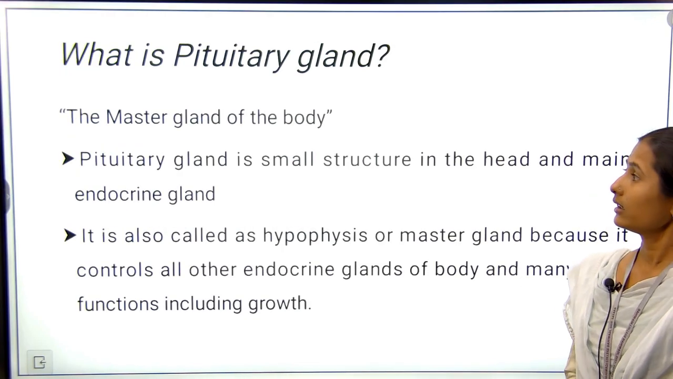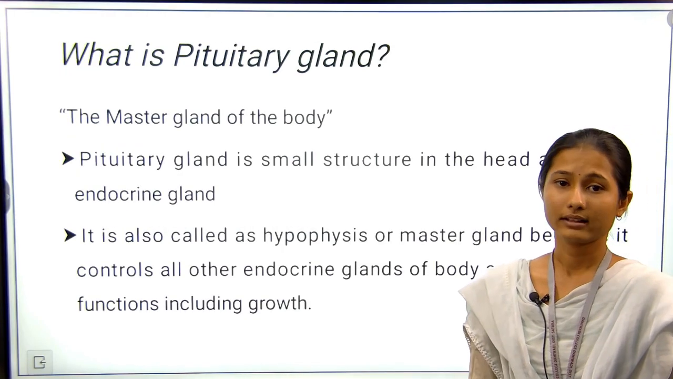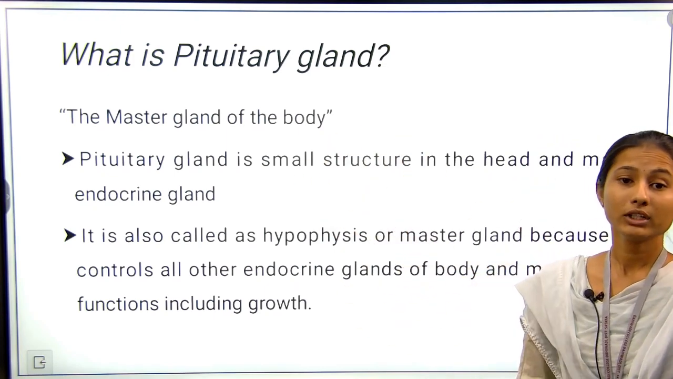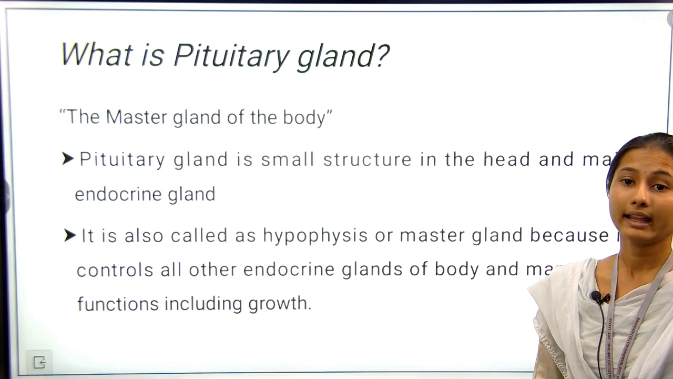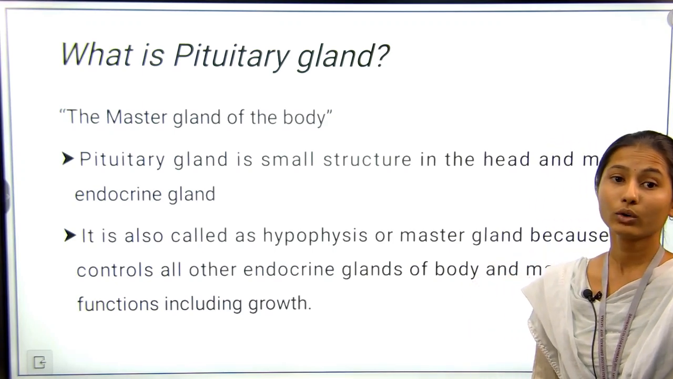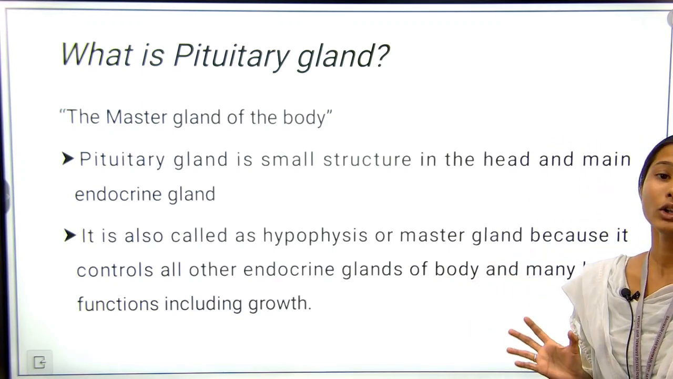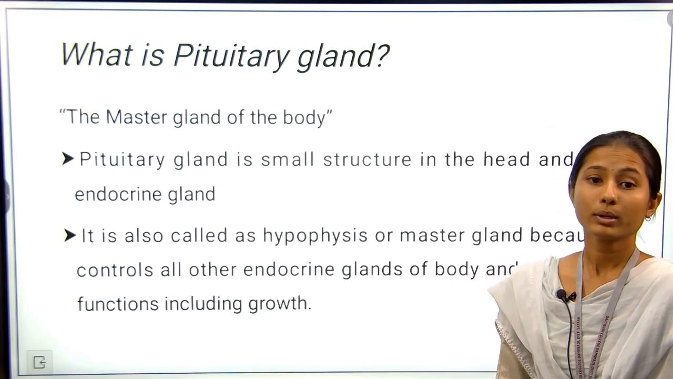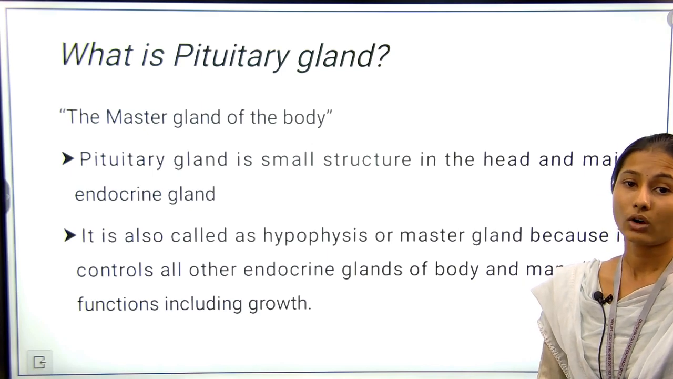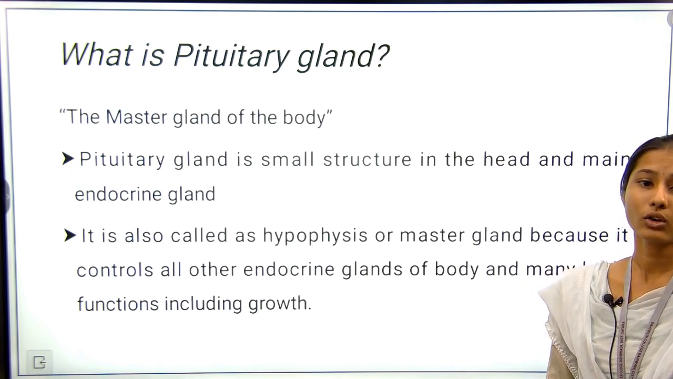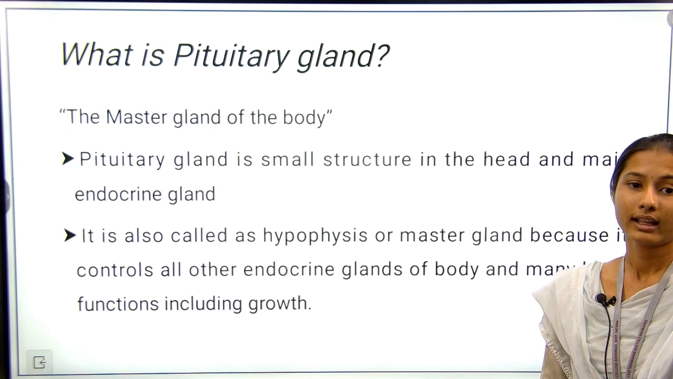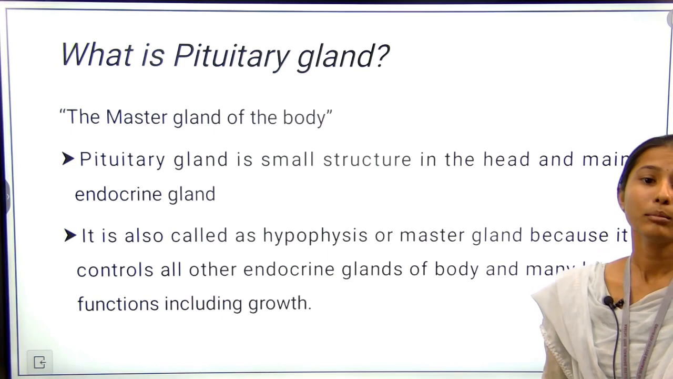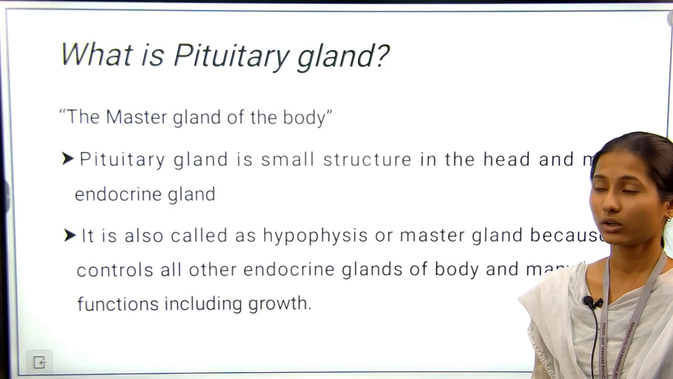First we discuss what the pituitary gland is. It is known as the master gland of the body. The pituitary gland is a small structure in the head and is the main endocrine gland which controls the other endocrine glands present in our body. It is also called the hypophysis or master gland because it controls all other endocrine glands. It also controls many functions, including growth.